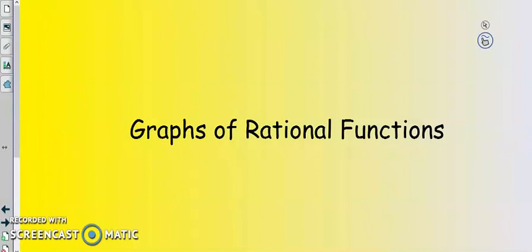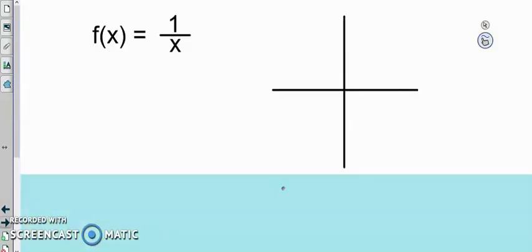All right, so first off, we're going to talk about what the actual rational function looks like. With what we've talked about in the past, when we looked at all of our important parent functions, one of the last ones we talked about was the rational function. With that, we know that the function has a graph that looks like this.